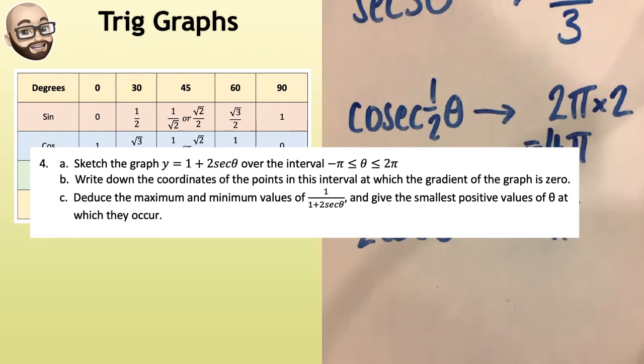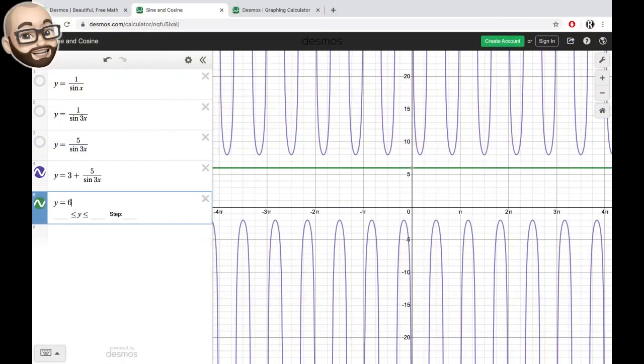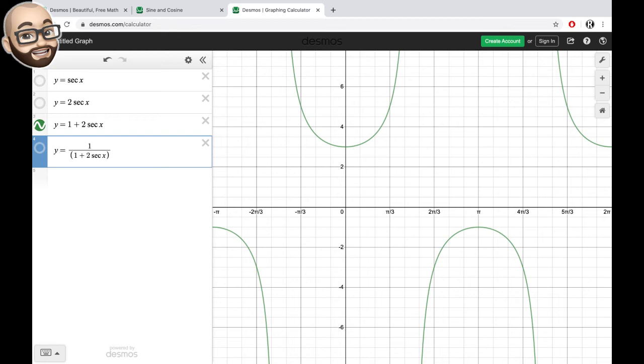Okay, so again we need to try and draw a graph, which I'm going to use Desmos for in a second. Then it says write down all the coordinates of the points in the interval where the gradient is 0, and then try and work out what the maximum and minimum points of 1 over 1 plus 2 sine theta are going to be just by looking at the graph. Now again, I think I have them all ready to go.